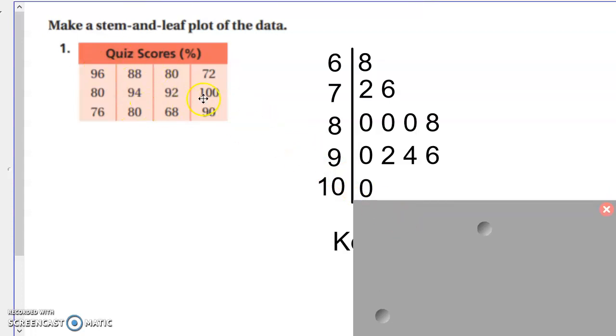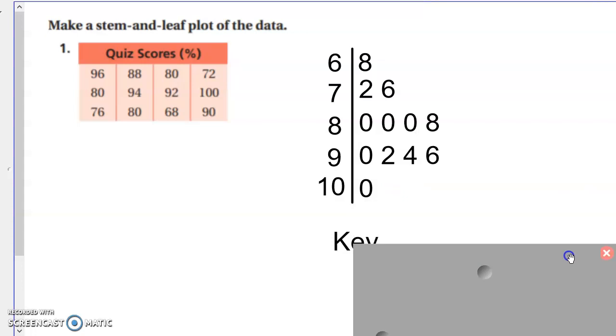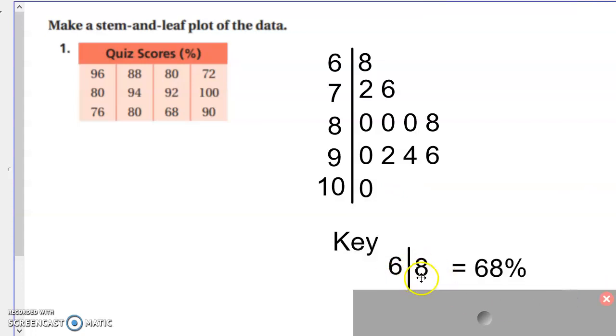Now I double check. I should have 12 numbers because 3, 6, 9, 12. 1, 2, 3, 4, 5, 6, 7, 8, 9, 10, 11, 12. I have them all. Then one last thing I don't want to forget is my key. So 6-8 would have to stand for 68%. And a lot of times on your homework assignment, they will have one blank where they want you to fill in what the value is for the key.